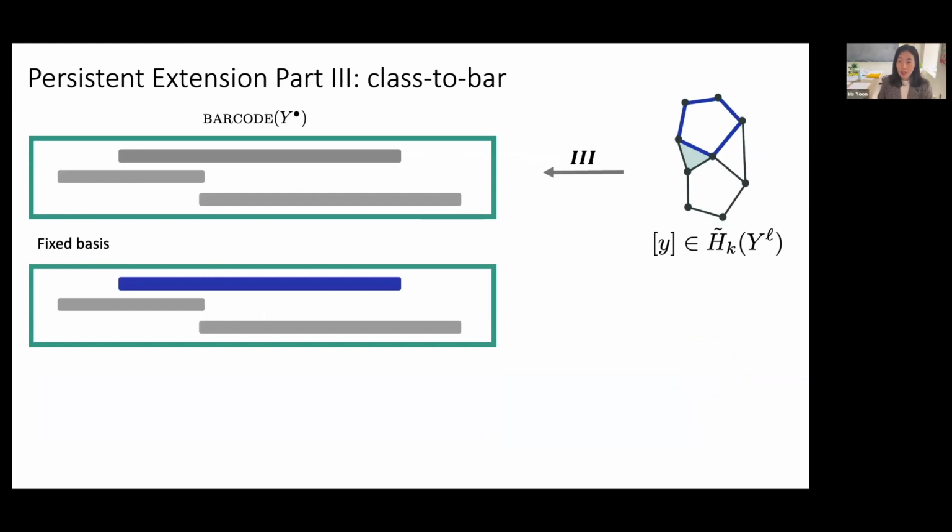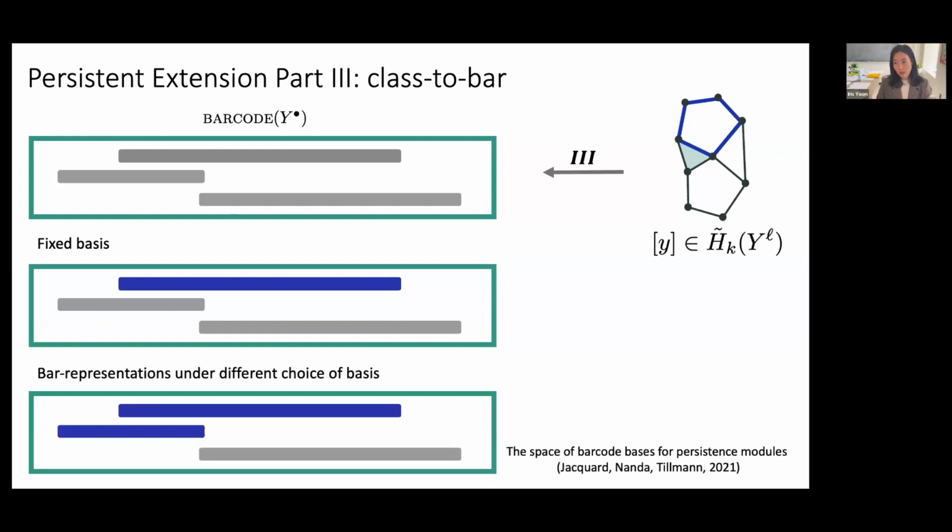But as we all know, the question of finding an optimal basis for a persistence module is quite challenging. And so in our method, instead of fixing a particular basis that we think is optimal, we actually allow the user to experiment with different types of bases and see how the homology class that you started with is manifested as a collection of bars in your barcode.